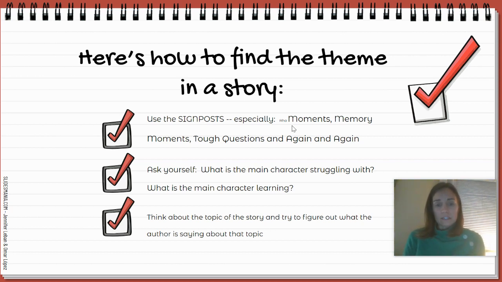All right. And then the last thing is think about the topic of the story and try to figure out what the author is saying about that topic. So I would go through and think, okay, this is about a girl who is beginning to be a storyteller and beginning to be brave. So, what is the author saying about how to be brave and when to be brave and things like that?